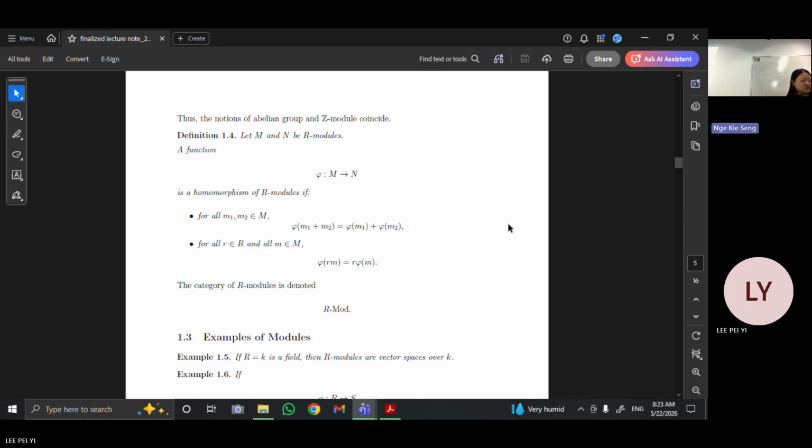And the next definition: a module homomorphism preserves addition and scalar multiplication, so it actually corresponds to a linear transformation in linear algebra. The category of R-modules is denoted R-Mod, its objects are modules and its morphisms are module homomorphisms.